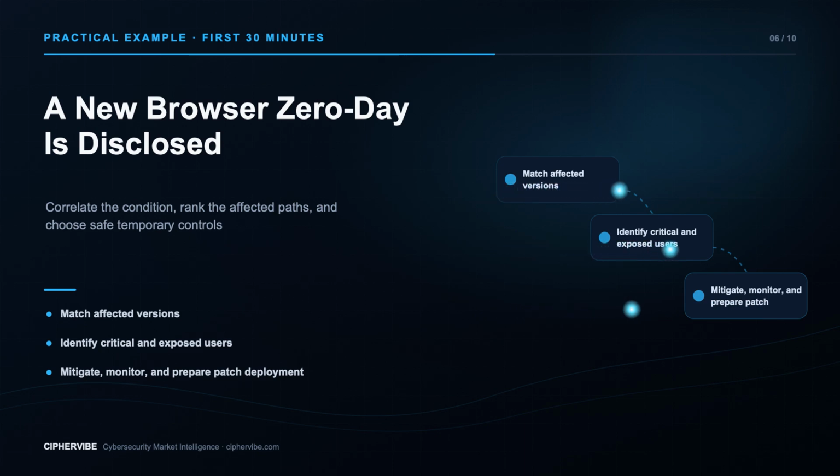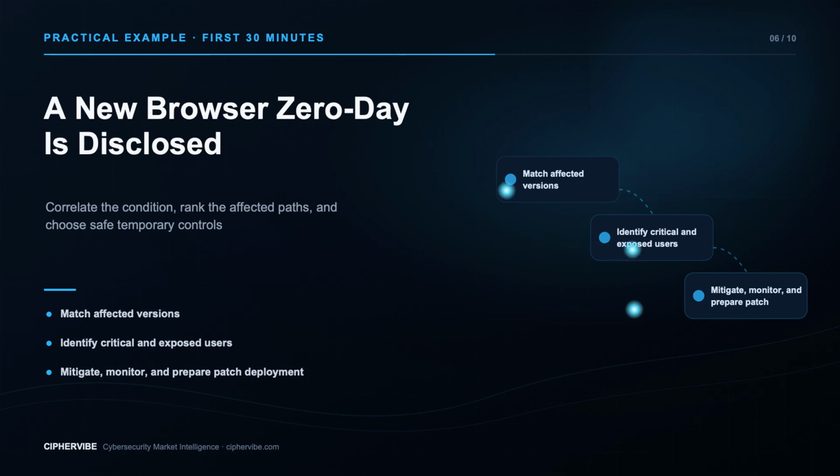It may restrict the affected browser from privileged workflows, route critical users to a managed alternative, disable a vulnerable feature when vendor guidance supports it, strengthen web filtering, isolate high-risk systems, increase telemetry, and monitor for relevant behavior. Exact mitigations must come from validated vendor or government guidance. Never invent a registry change or command from an AI answer.